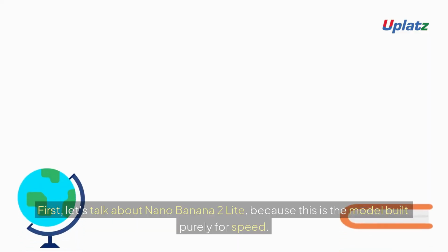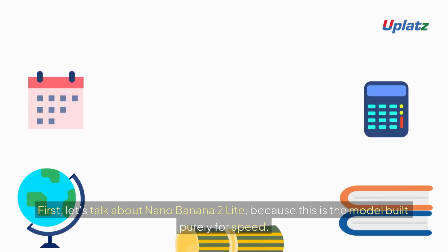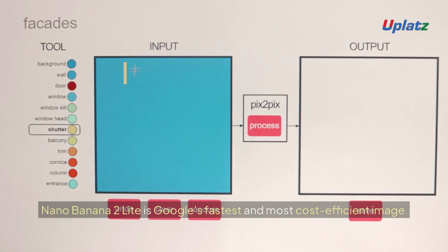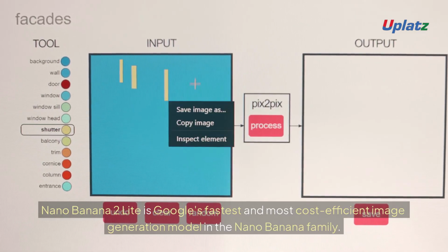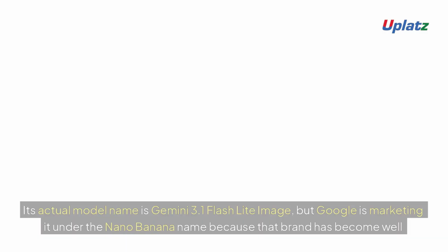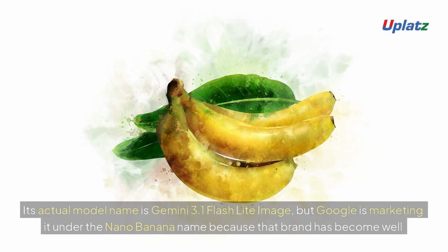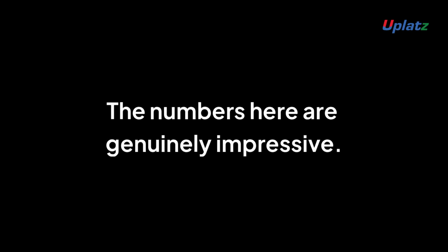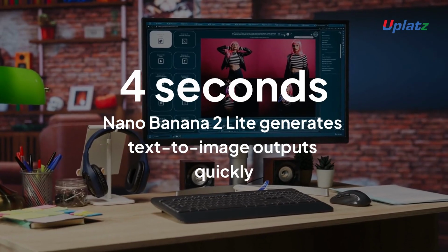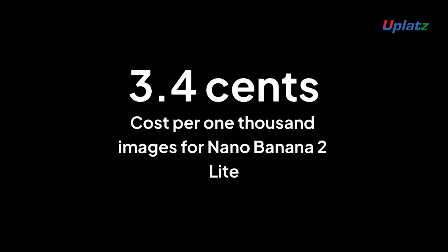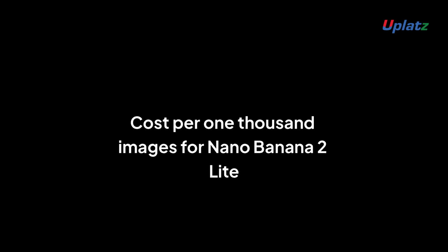First, let's talk about Nano Banana 2 Lite, because this is the model built purely for speed. Nano Banana 2 Lite is Google's fastest and most cost-efficient image generation model in the Nano Banana family. Its actual model name is Gemini 3.1 Flash Lite Image, but Google is marketing it under the Nano Banana name because that brand has become well known. The numbers here are genuinely impressive. Nano Banana 2 Lite can generate a text-to-image output in about 4 seconds. And the cost is just 3.4 cents per 1,000 images.